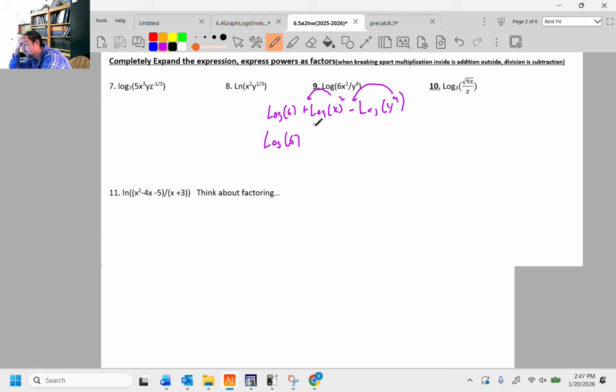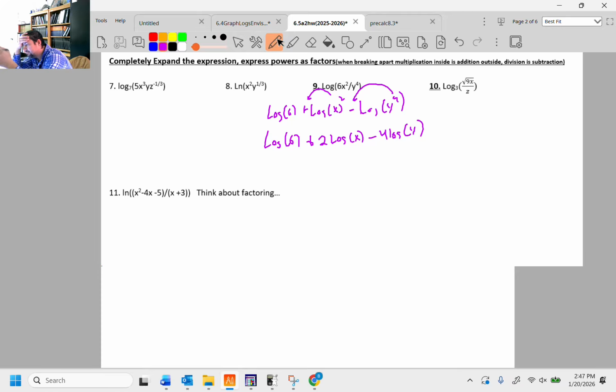Next line takes these exponents and moves them to the front. A log base 10 of 6 plus a log, that's not a log, that's 2 logs because we're moving that 2 out front, plus 2 base 10 logs, argument of x, minus 4 base 10 logs, argument of y.